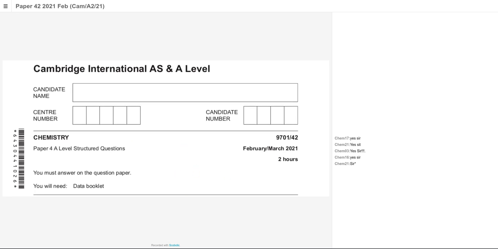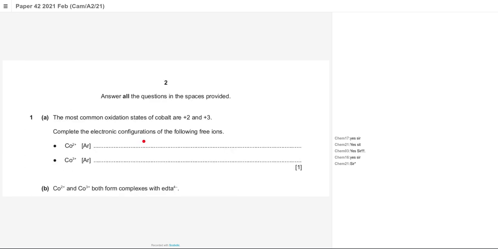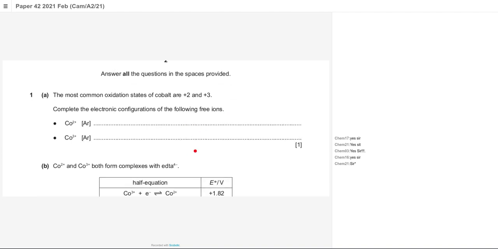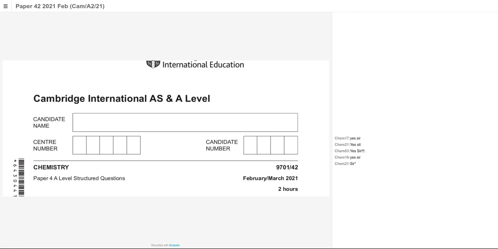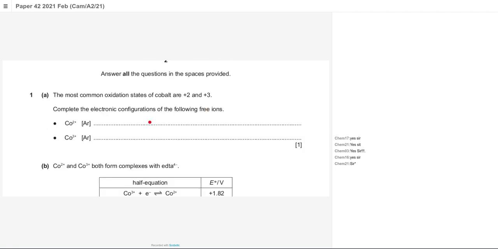So let's discuss. This is a very important paper, and I hope all of you have done this with proper timing. This is a 2-hour paper as usual. To begin with, all of you should mark your papers and let me know the marks at the end of the lesson. The most common oxidation states of cobalt are +2 and +3.